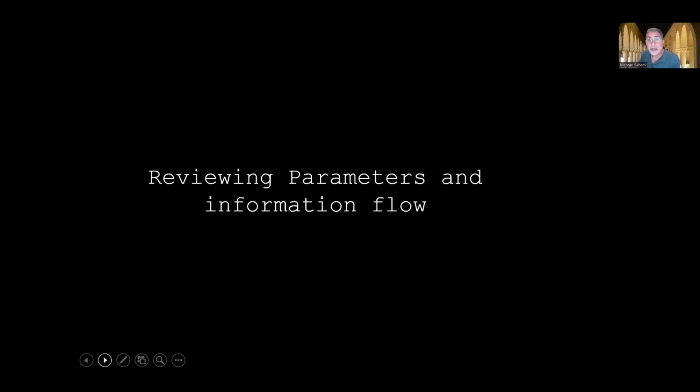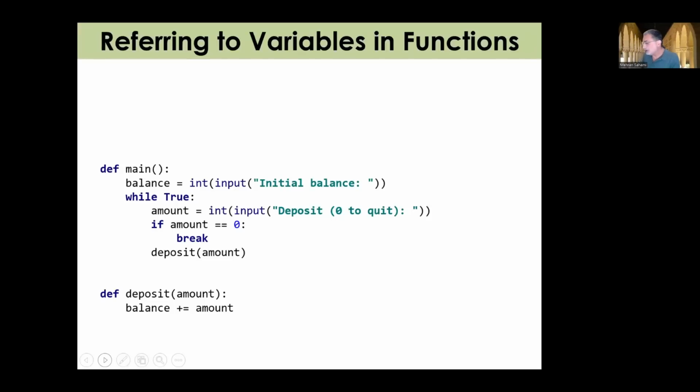Okay, so let's do a little bit of a review. You just saw something about information flow. So let me show you an example of a program that might be something like a bank balance. What we might want to ask the user for is the initial balance in their account. That's how much money they have. We'll just treat that as an integer. And then maybe we want to allow them to make a series of transactions. So we're going to have a while True loop.